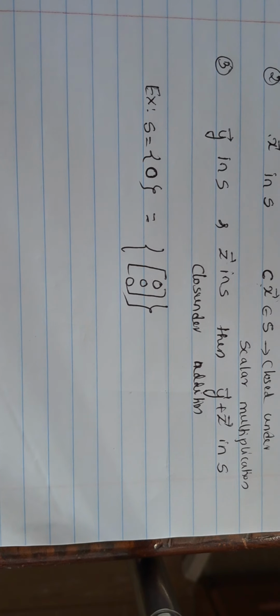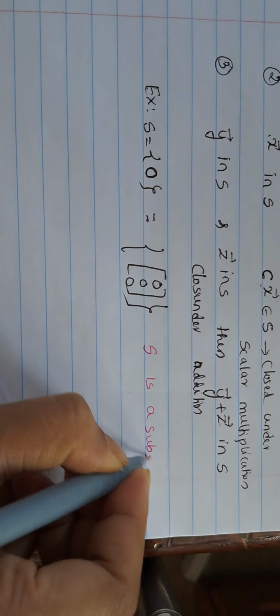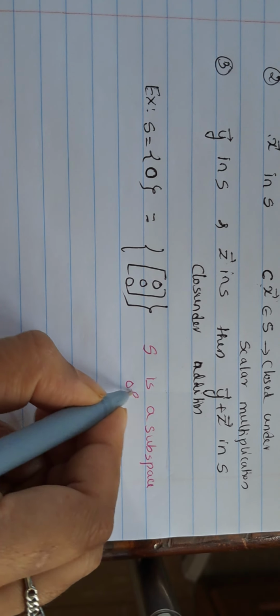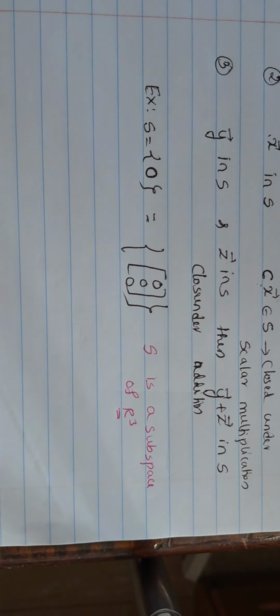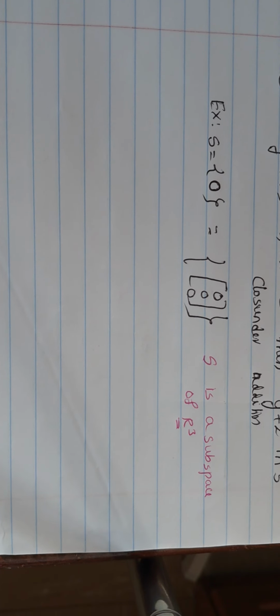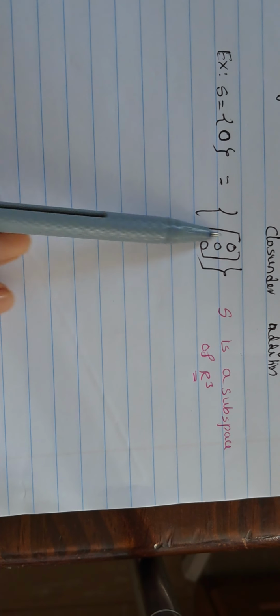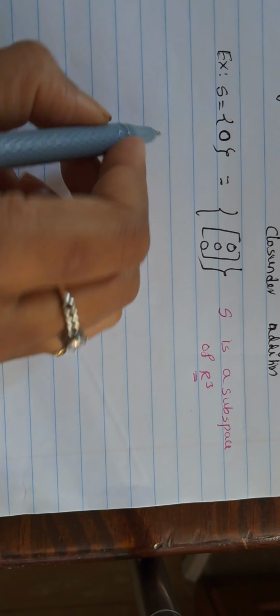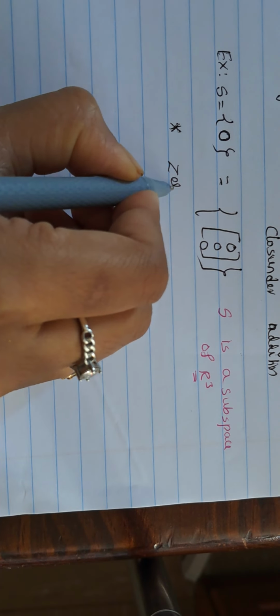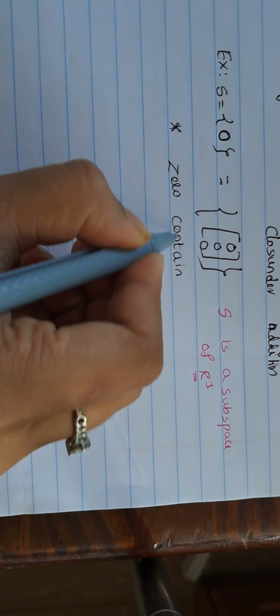The question is: is it a subspace of R3? Let us understand this. Since this is a zero vector, and the first condition for a subspace is that it should contain the zero vector, this itself is the zero vector, so it contains the zero vector. There is no issue of finding the zero vector here.